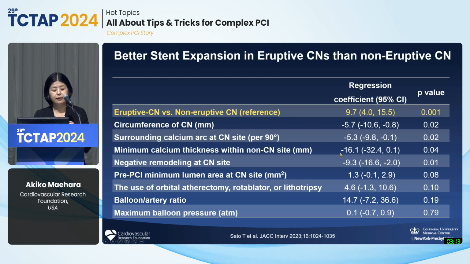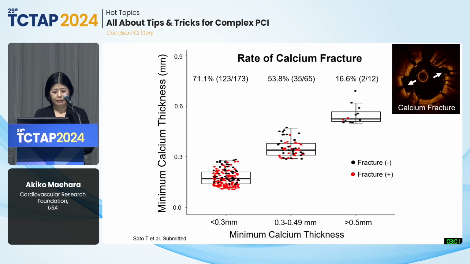If that is thicker, that's going to be the superior expansion. And finally, negative remodeling together with the calcified nodule is causing the poor stent expansion. So I'm going to explain a little bit more what this means. So this is the data outside of the calcified nodule.